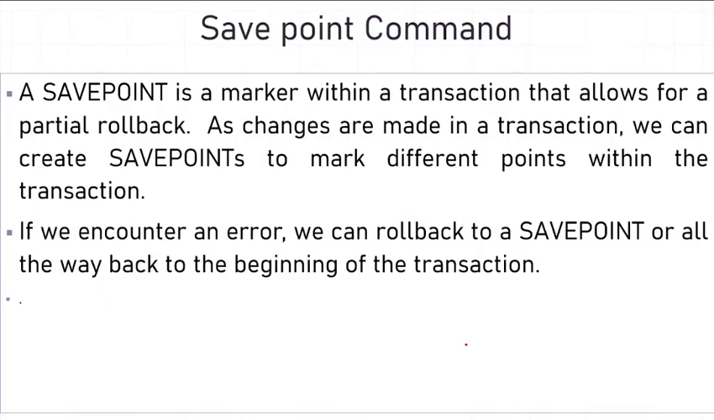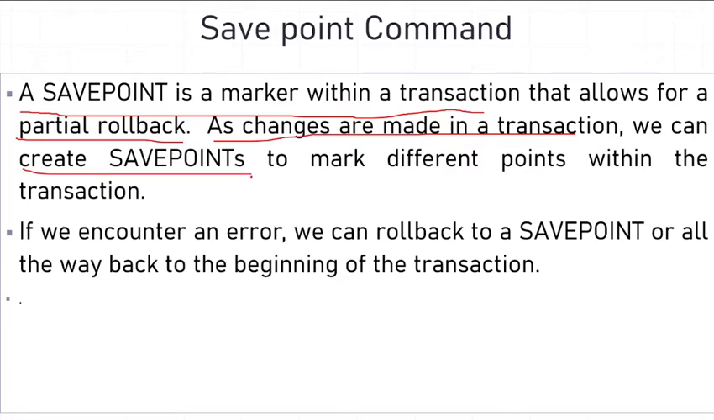Then comes save point. Save point, I have already told you, is a marker within the transaction that allows for a partial rollback, not complete. For complete rollback, you need to use the rollback command. But if you are rolling back to a particular point, that is called a save point, you can have a partial rollback. So for all the changes made in a transaction, we can create save points. We can create multiple save points and create different markers within the transaction.